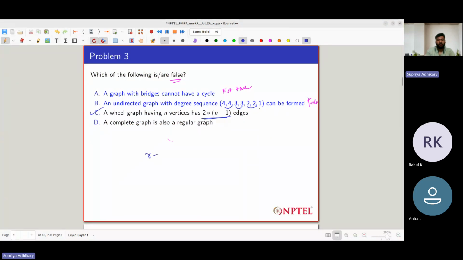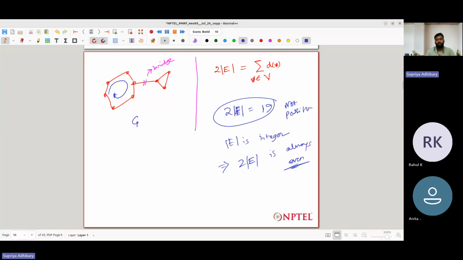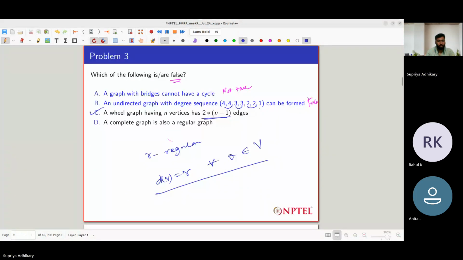So an r-regular graph was defined such that the degree of v is equal to r for all v in the vertex set. And definitely a complete graph is a regular graph because all the vertices have the degree n minus 1. So this is a regular graph. So the only false statements are A and B.